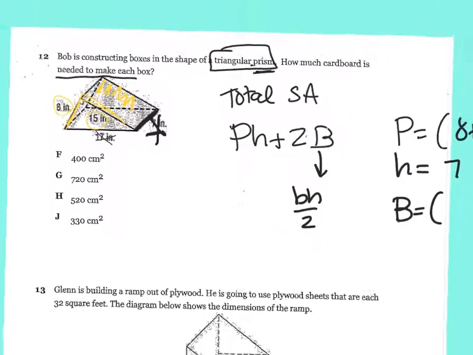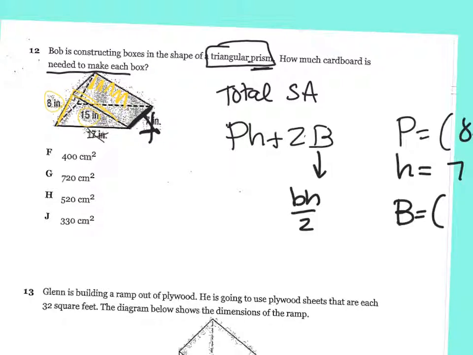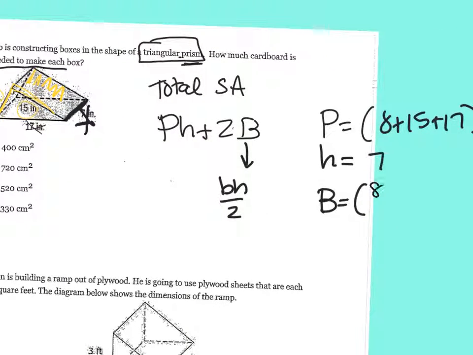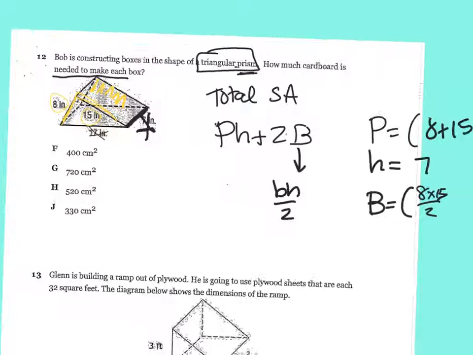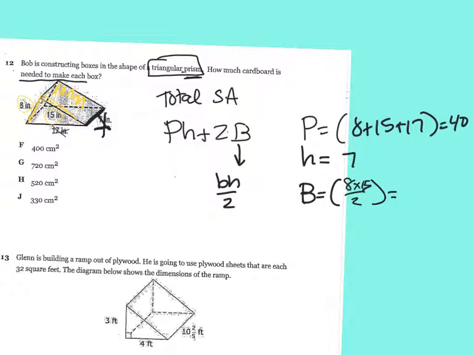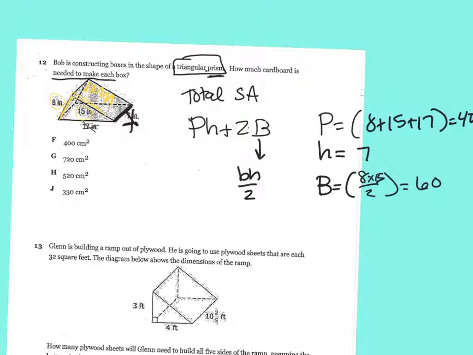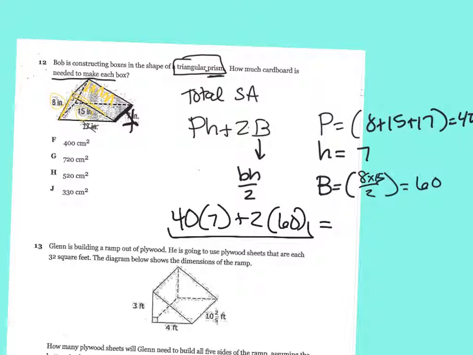Okay. So I'm going to do 8 times 15 divided by 2 to get the area of my base. And that's 60. So now I'm going to plug all of this information in. My capital P was 40 times the height of 7 plus 2 times 60. All of it in the calculator just like that. And we get 400.